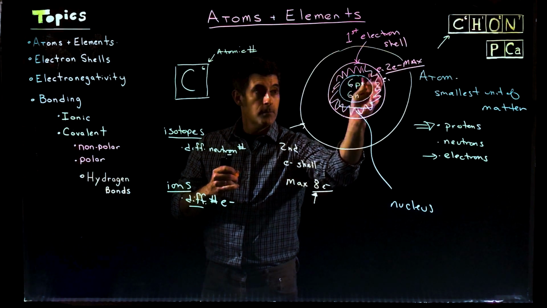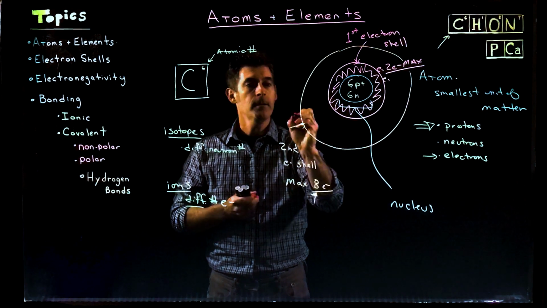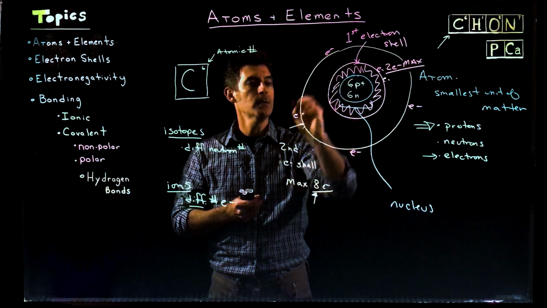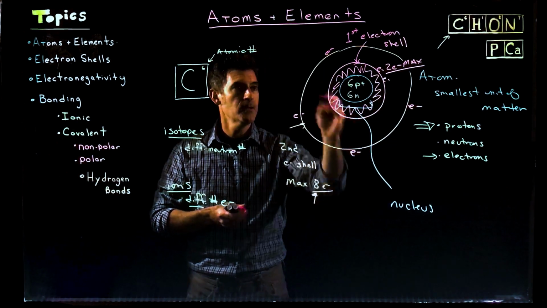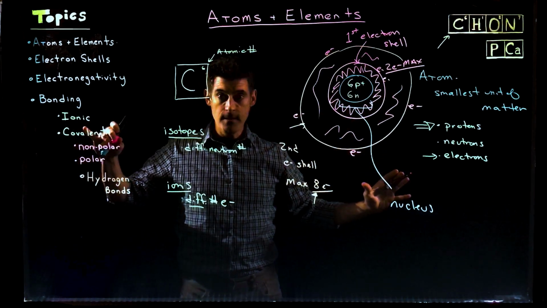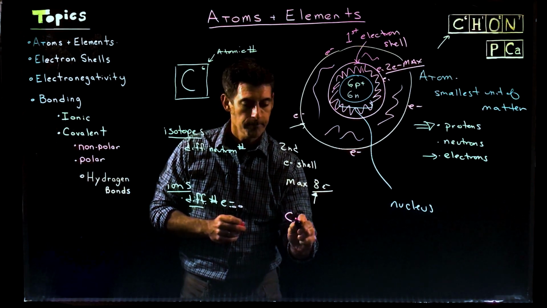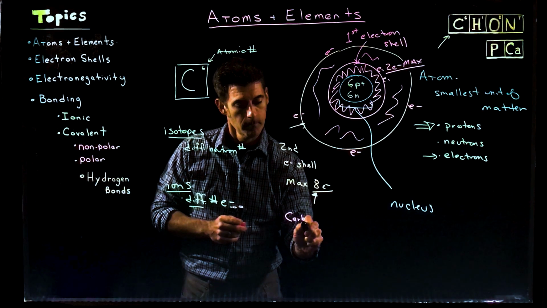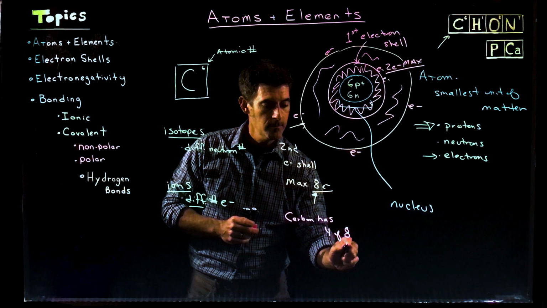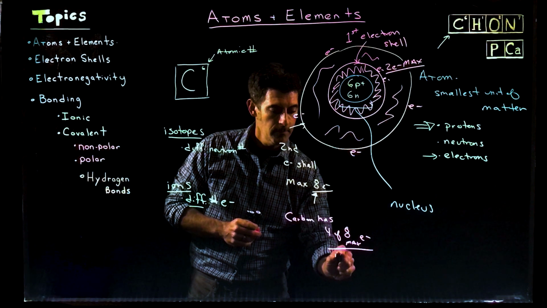So we have 2, and then there was a total of 6, so that means there has to be 4 more. All right, so we go 1, 2, 3, 4. So that's 1, 2, 3, 4, and there's 2 here, 5, 6. So again, somewhere in this region outside, further away from the nucleus, are these 4 additional electrons. So carbon has 4 of 8 maximum electrons in its outer shell.